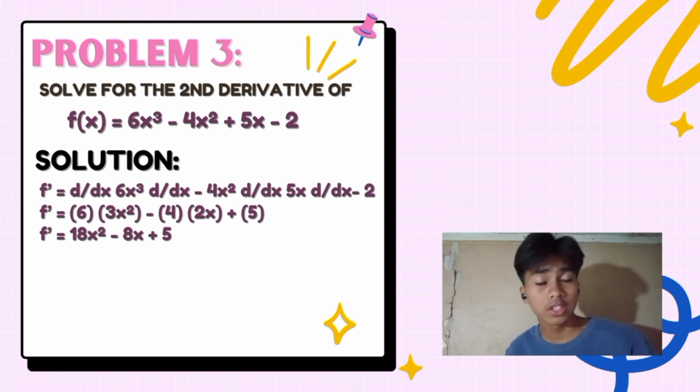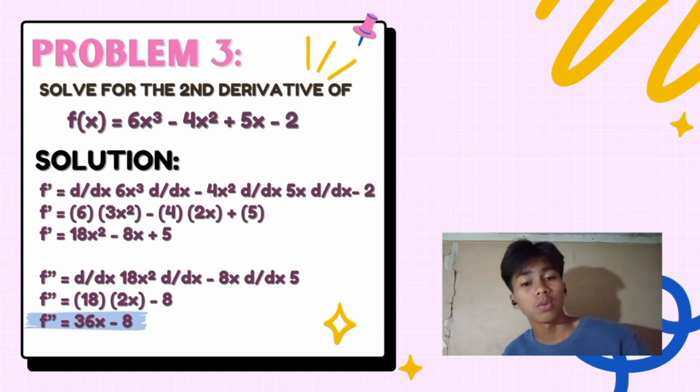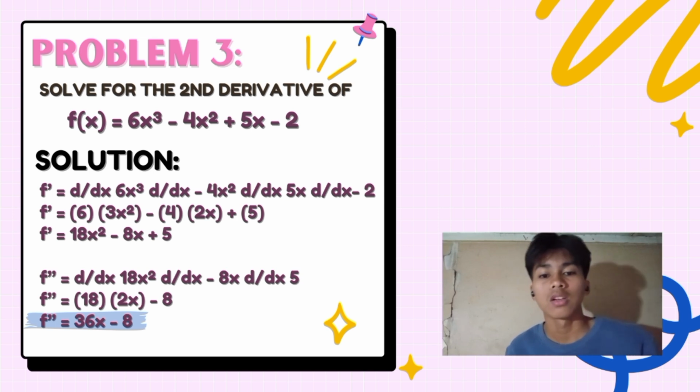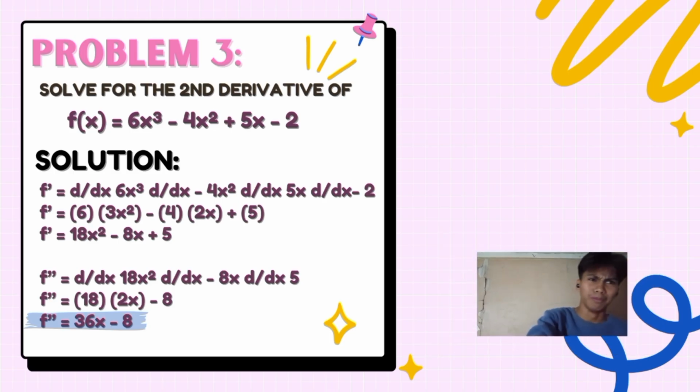Then for the first derivative, 6 times 3 is equal to 18 and minus 1 from the exponent, so it will be 18x squared. So next, negative 4 times 2 is equal to negative 8 and minus 1 from the exponent, it will be negative 8x. And repeat the process, so it will be 10x. And the last is negative 2, that is a constant, so it will be 0, and that is our first derivative. So repeat the same process and the final answer will be 36x minus 8 plus 10.